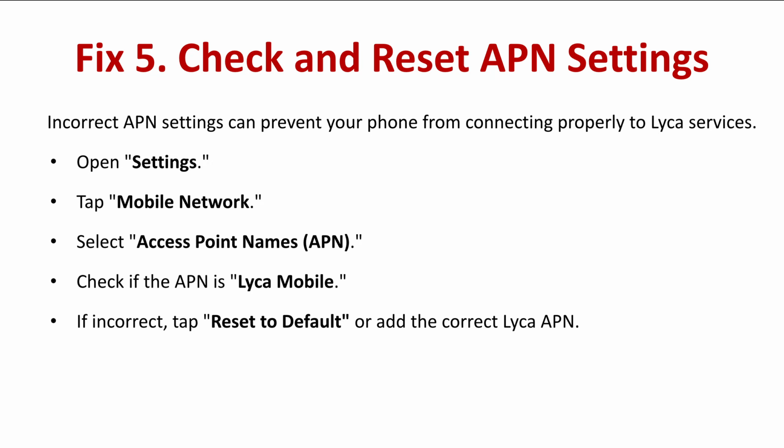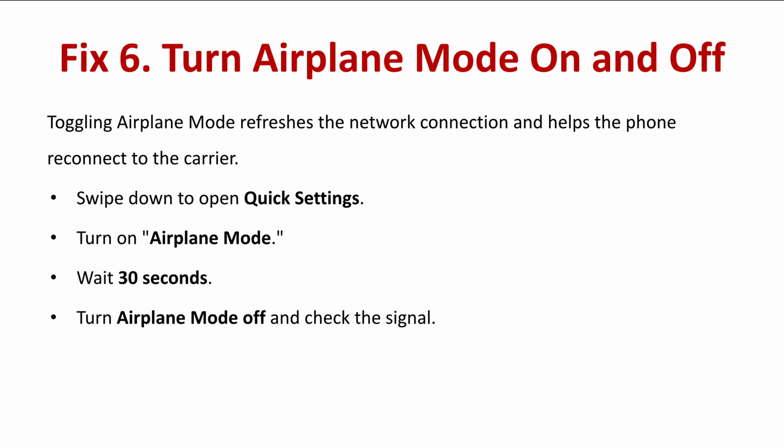Incorrect APN settings can prevent your phone from connecting properly to Lyca service. Open settings, tap mobile network, select access point names, check if the APN is Lyca mobile. If incorrect, tap reset to default or add the correct Lyca APN.